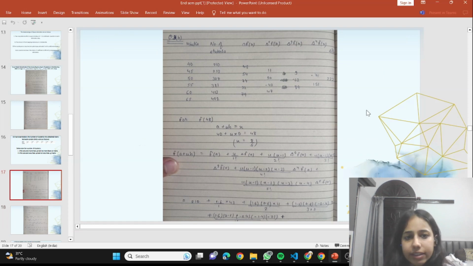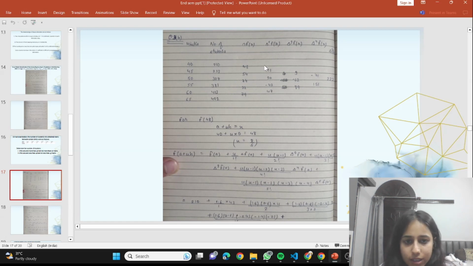First, we will make the table. We will calculate del fx, del 2 fx, del 3 fx, and del 4 fx. How will we calculate this? The difference 253 minus 210 is written here, 43, and the difference of 307 and 253 is written here. 381 minus 307 is written here, and the same we will do for del 2 fx.